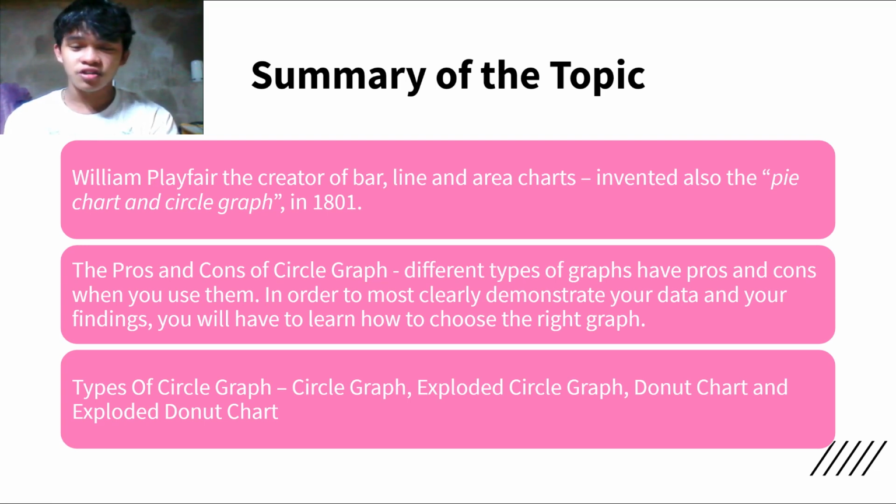And the types of circle graph. The circle graph, which we commonly use. The exploded circle graph is generated by separating the pie from the chart to show the details of a section. The donut chart is a type of circle graph with a hole in the center and shows individual categories as slices or percentages of the whole. And lastly, the exploded donut chart is a set of exploded circles which is used to contain more than one data set.